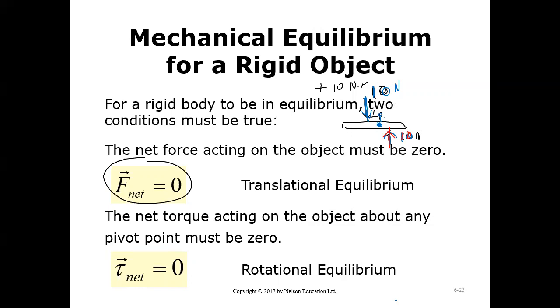So although the net force is 0, the net torque is not 0. So for a complete equilibrium, called mechanical equilibrium, this is not enough. We need one more condition. Net torque also has to be 0. Then it will be in equilibrium. For a rigid body to be in equilibrium, 2 conditions must be true. We call this translational equilibrium, and this is the rotational equilibrium.